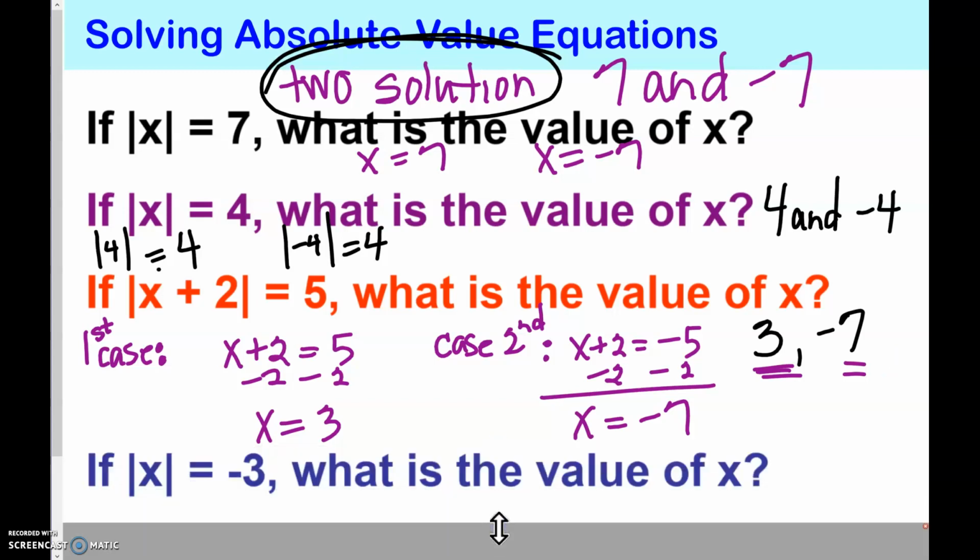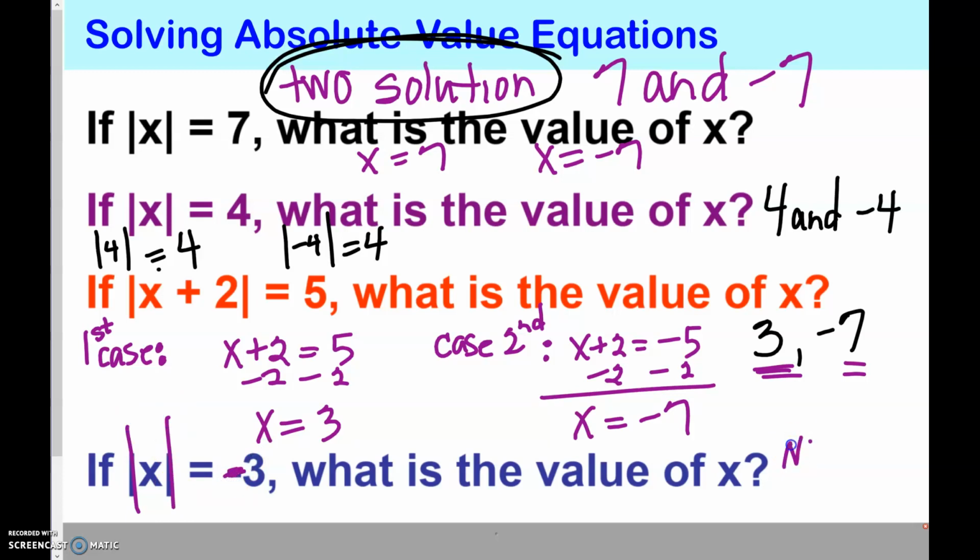Okay, and then the last thought-provoking question here is, can you take the absolute value of anything and get out a negative number? Is that possible? Whenever you're measuring distance, remember this stands for distance, and can you ever take the distance of something and get a negative number? And the answer is no.